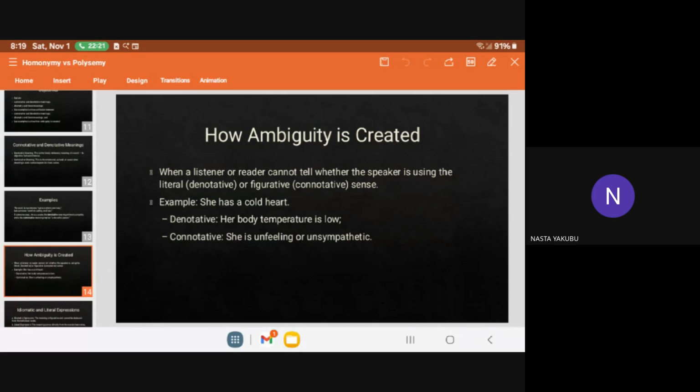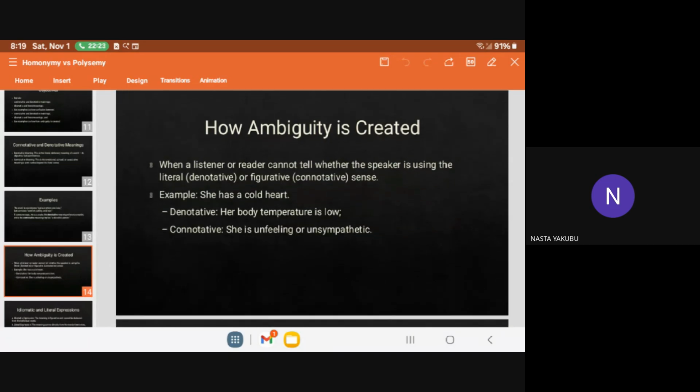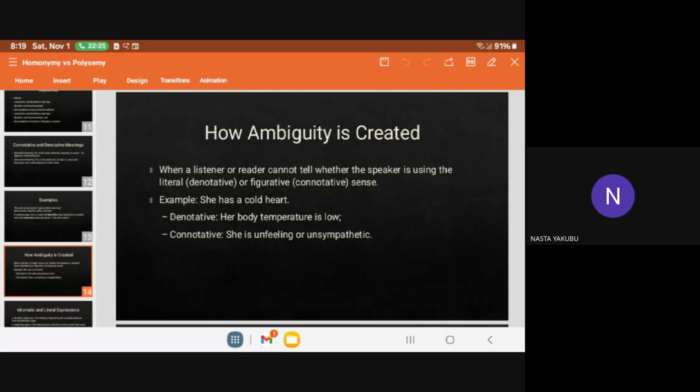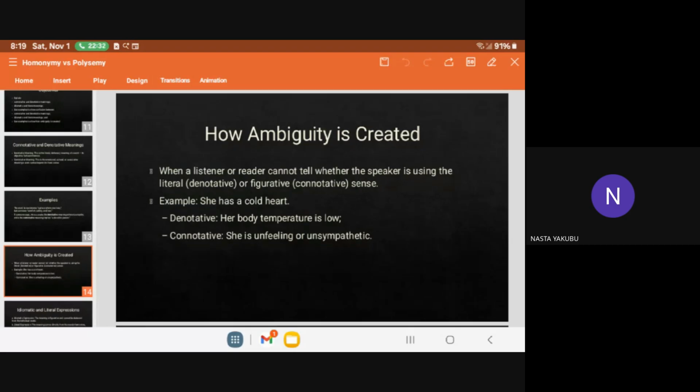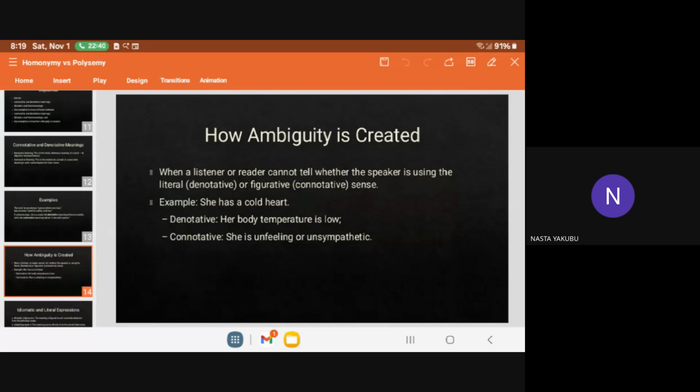And the context also comes in here, because based on the conversation that is going on, or based on the background information, you would be able to determine whether the man is being referred to in the literal sense as a snake, or in the figurative sense as being deceitful. So we have an example here.